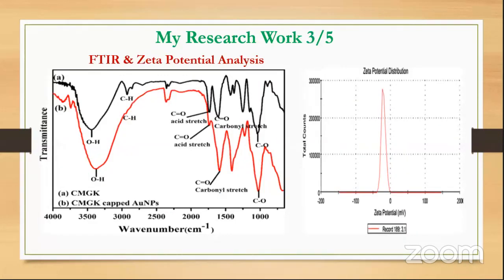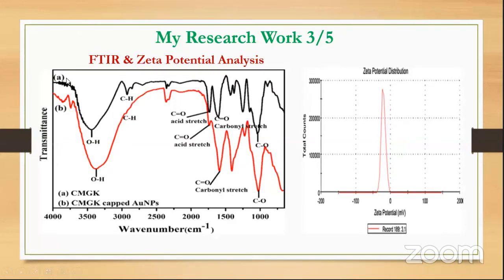Now let us see another example, Fourier transform infrared spectroscopy as well as zeta potential. See here the Fourier transform infrared spectroscopy. Here two spectra are there. The first one is the carboxymethyl gum kondagogu spectrum. The second one is the carboxymethyl gum kondagogu stabilized gold nanoparticle, the CMGK-capped gold nanoparticle.